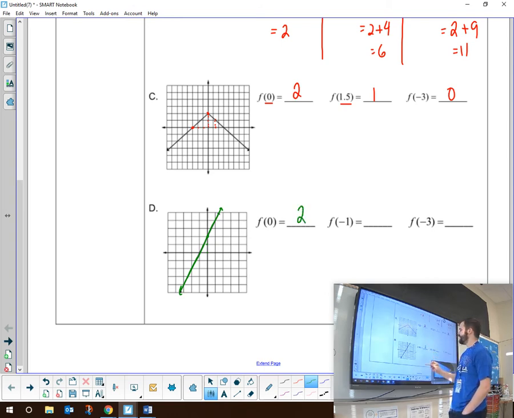Okay, what is it when x is -1? All right, well, that's easy. It's going to be 0. And then lastly, what is it when x is -3? Well, when x is -3, we're going to go to the left. 1, 2, 3, and we're going to go down. 1, 2, 3, 4. So when x, oops, didn't I mess up? Didn't I just mess up?